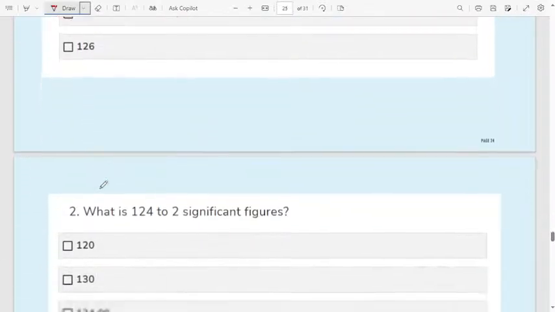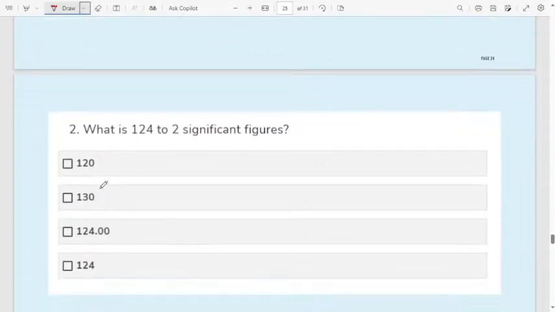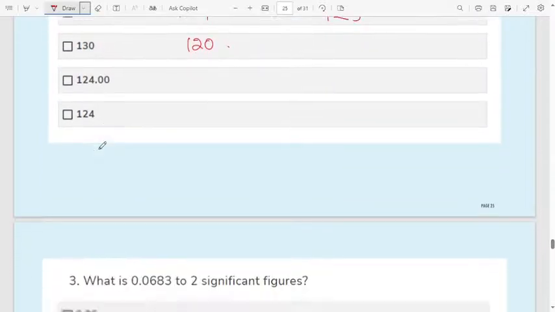Let us move to the next question. What is 124 to two significant figures? 124, the 4 is less than 5, then we will round off to 120. This one is an easy question.